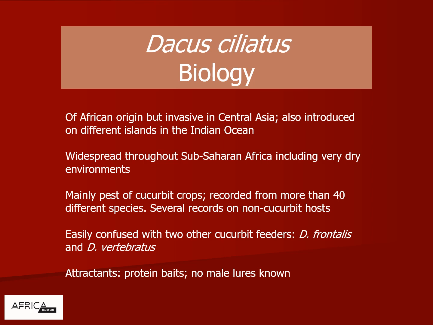Dacus ciliatus also belongs to a group of species that are all cucurbit feeders that are widespread on the continent and that are not easily differentiated. This group includes Dacus frontalis and Dacus vertebratus. Differentiation between these species is not straightforward, so one has to be careful when reporting this or related species. Dacus ciliatus can be attracted by protein baits, but there is no specific lure.